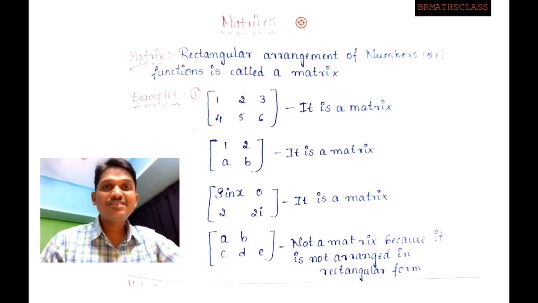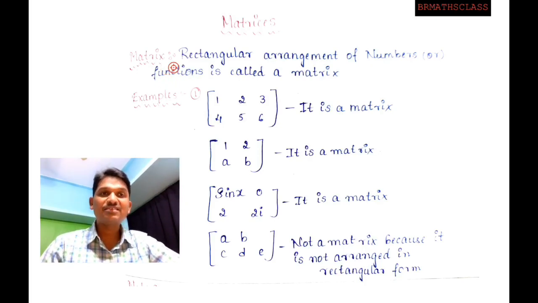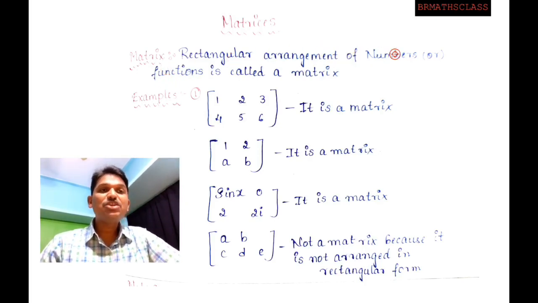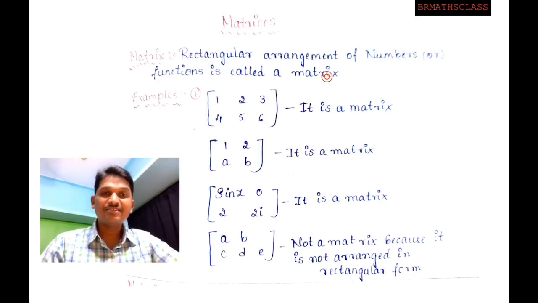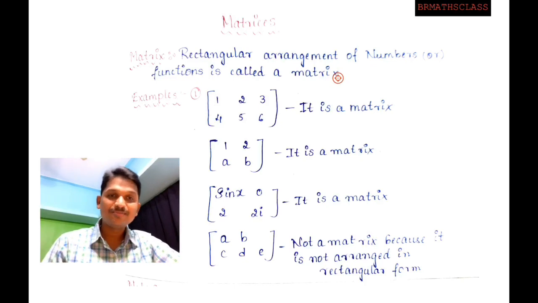This chapter name is matrices. First definition. What is a matrix? Definition of matrix. Rectangular arrangement of numbers is called a matrix. In simple words, what is a matrix? Can you say along with me? Rectangular arrangement of numbers is called a matrix.